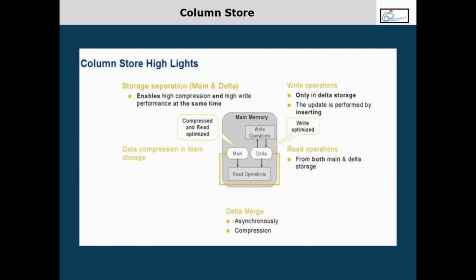Asynchronously, when the users are not really working on the table, when the table is free, we can trigger delta merge, which will basically read data from delta and store it into what? Main. Because if I just keep the data in delta, what happens? Again, I have a reading performance problem, because it is more like a row store. If I just leave the data in the delta table for long, since it is row store optimized, the reading performance will be affected again. So I need to keep pushing the data from delta to main as and when required.